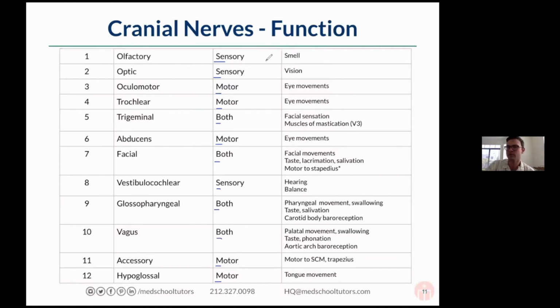So olfactory, sensory only, smell. Optic, sensory only, vision. Oculomotor, motor only, eyes. Trochlear, motor only, eyes. Trigeminal does both motor and sensory functions, right? I will always put my fingers on my face like this, right? We have the V1 branch, which does sensation up here, V2, which does sensation throughout the cheek, and then V3, which does the chin. It also has motor output to the muscles of mastication, and that's going to be through the V3 branch. So picturing your own hand or my hand right here would be helpful in remembering that it also has some motor function to the muscles of mastication.